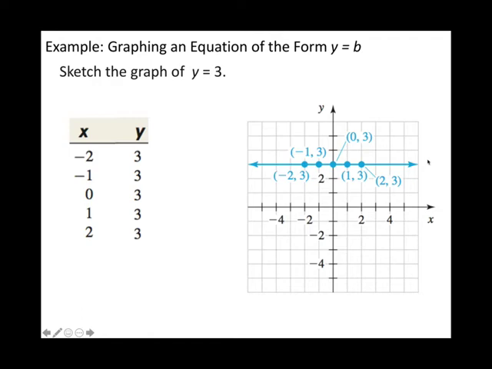Of course, when you are working on the chapter exam, you could skip this table. I just showed it to you guys to show why this is going to be a horizontal line. You need to remember that y equal to a constant will be a horizontal line hitting at that point.